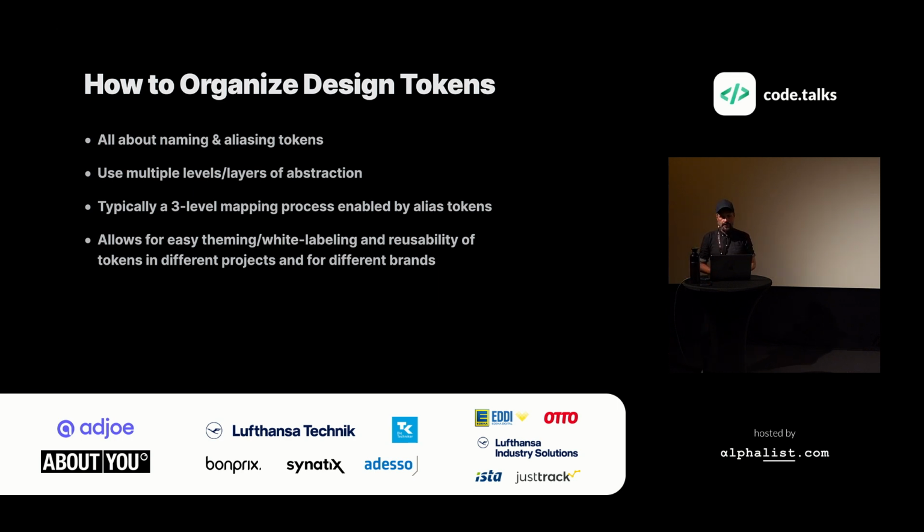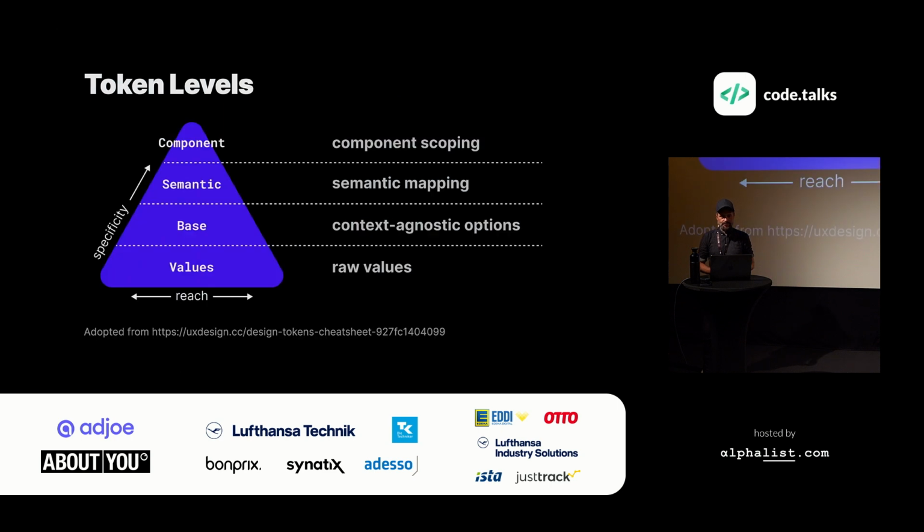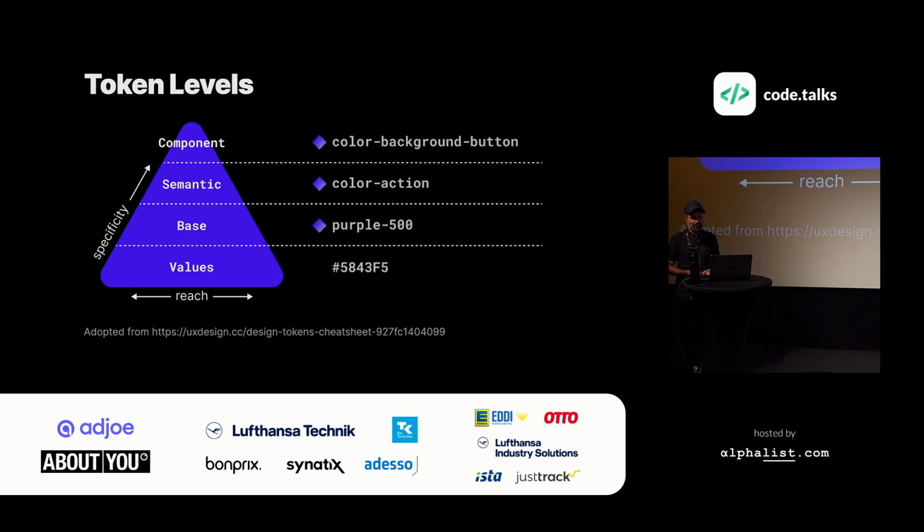So to make it less abstract, I'll show you what I mean. Here you can see our raw values at the bottom. This is just our value, not tokenized. Then we have level 1, our base or core tokens. Sometimes Figma calls them primitives. It's just the available choices, the options we have to create a design. But there's no meaning. It's just an option.